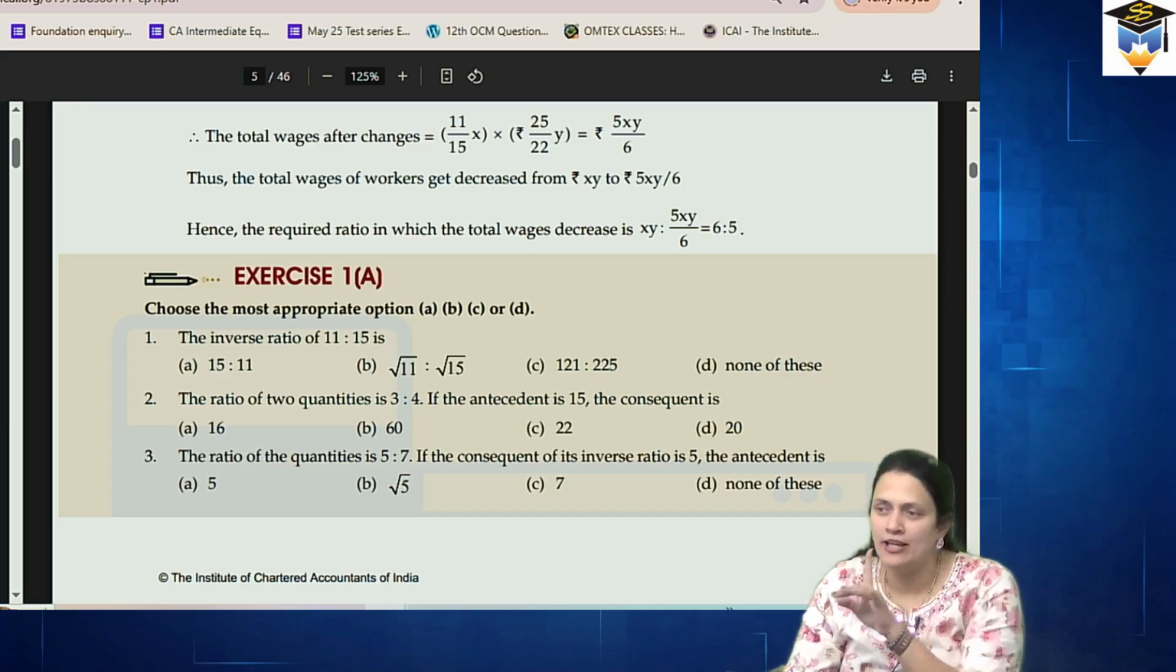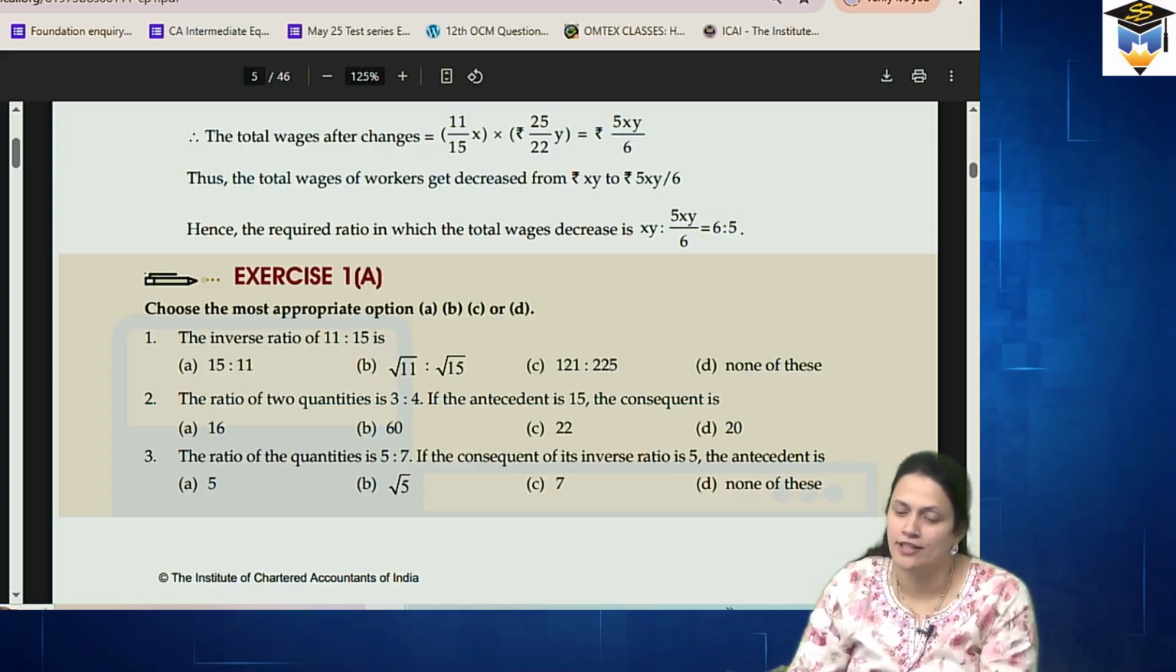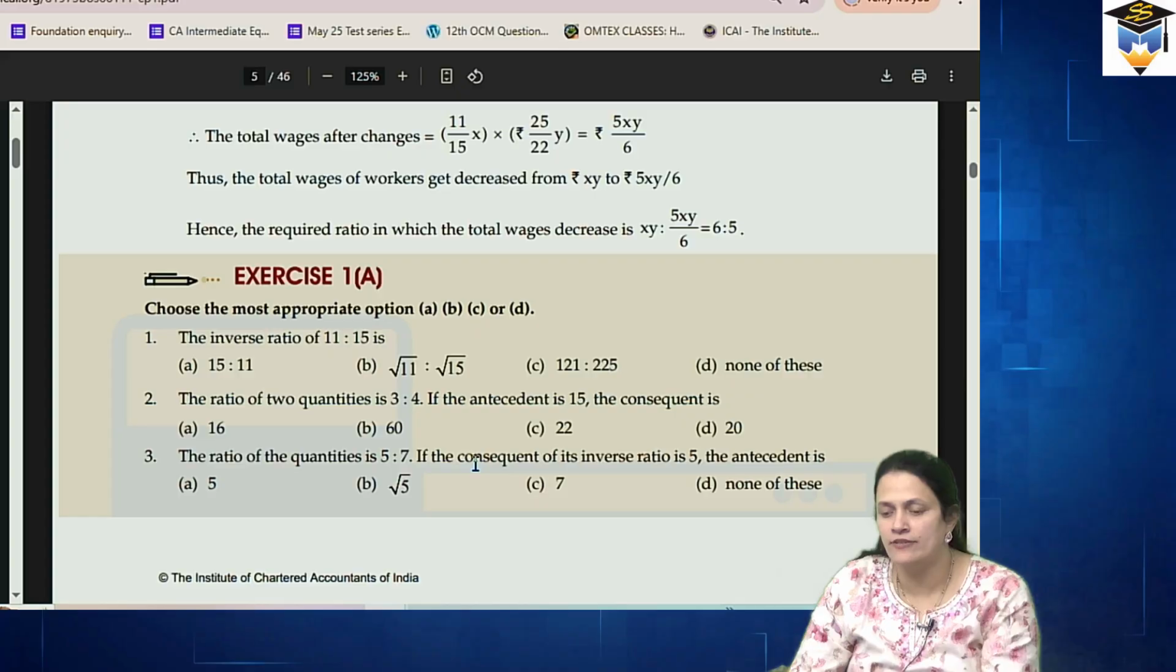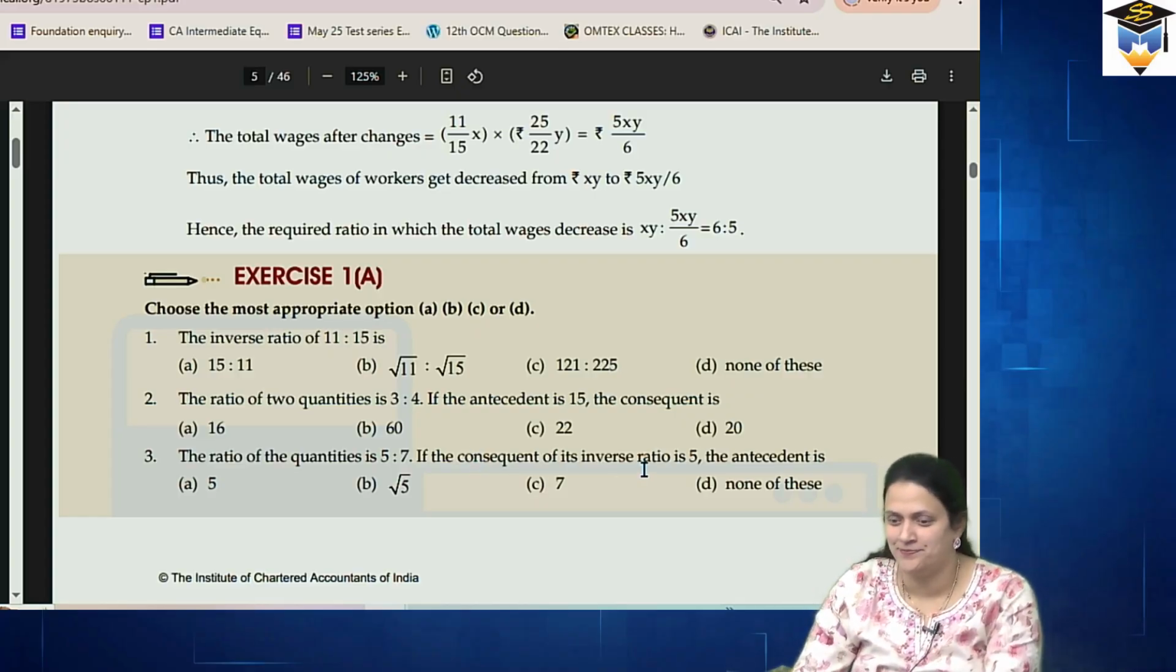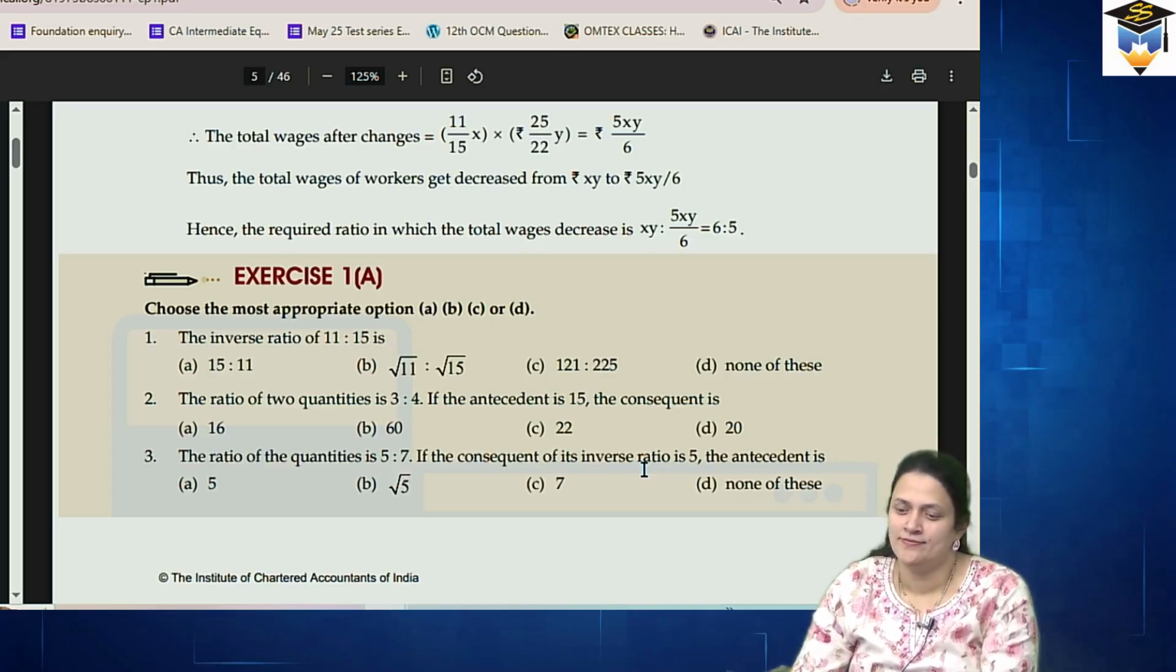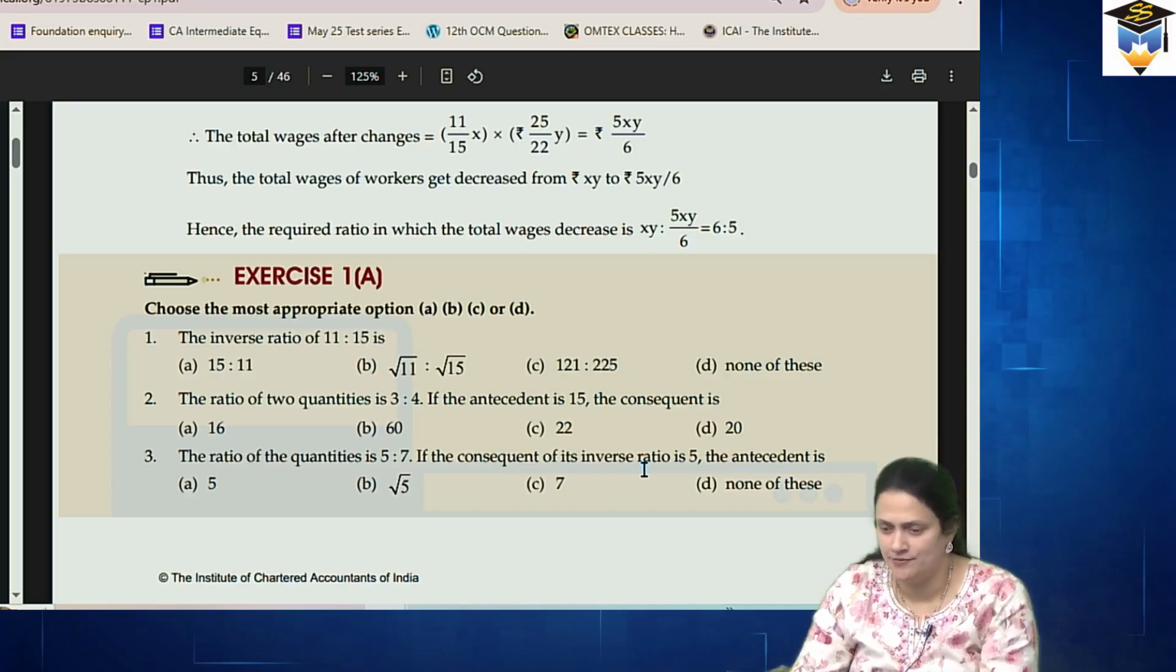So 3 multiplied by 5 is 15. Similarly, D is the correct option. Correct. Next, third one. The ratio of the quantities is 5:7. The consequent of its inverse ratio is 5. So here 5 is the antecedent, 7 is the consequent. When you inverse it, 7:5. So the antecedent in that case is 7. Option C is the correct option.